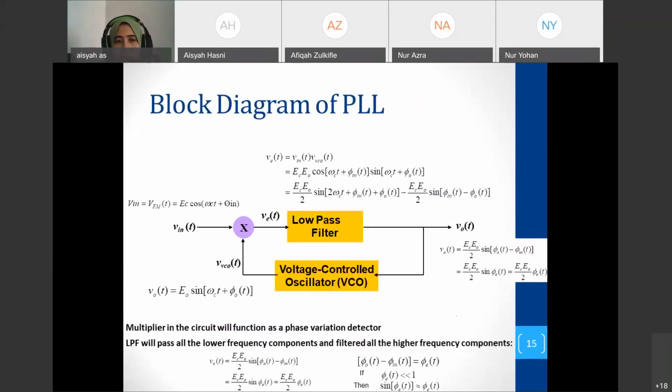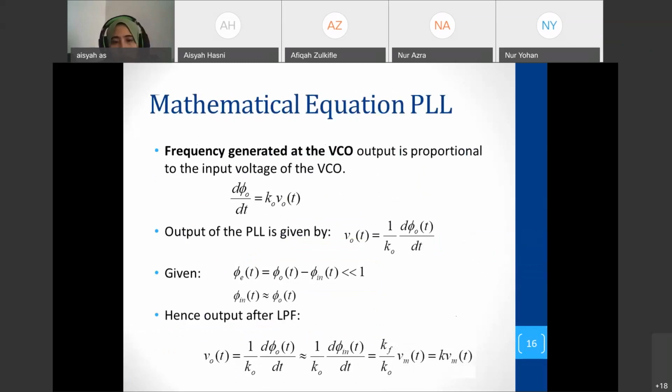And then the low pass filter will pass the lower frequency components and filter all the higher frequencies. So after the low pass filter and after going through the VCO, we can get back the modulating signal as given in the equation here. The PLL uses different steps compared to the direct method, which goes from FM to AM to an envelope detector to get v(t). For this, it goes through the VCO and low pass filter. Okay.